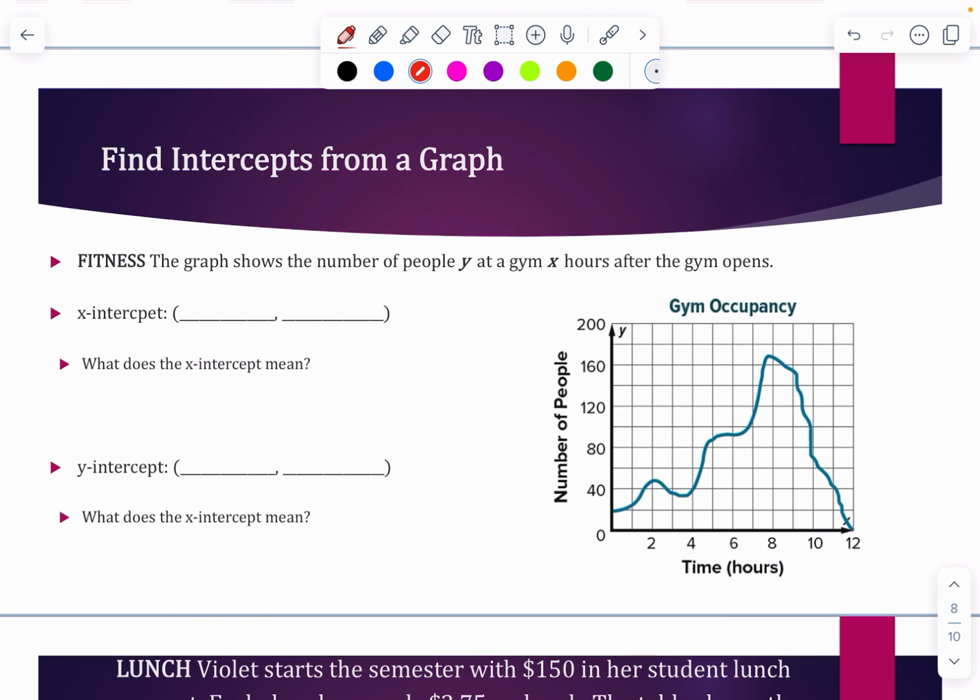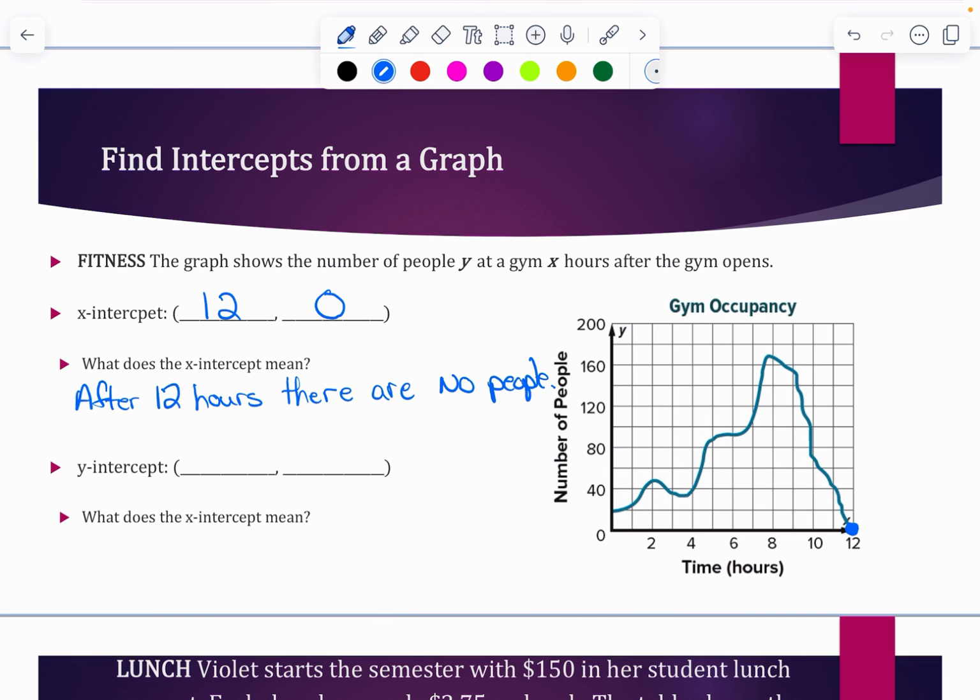Let's take a look at this one. The graph shows the number of people y at a gym x hours after the gym opens. So let's start with the x-intercept. The x-intercept is over here. So that would be at 12, 0. And then what does the x-intercept mean? It means that after 12 hours, there are no people.